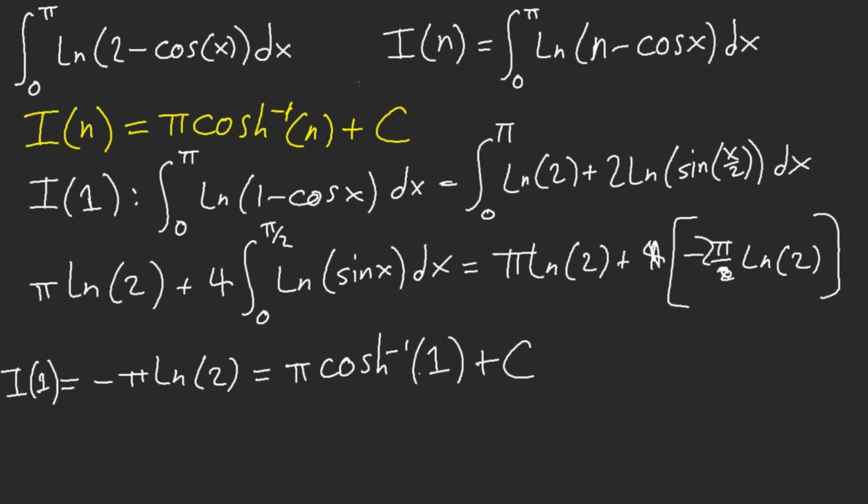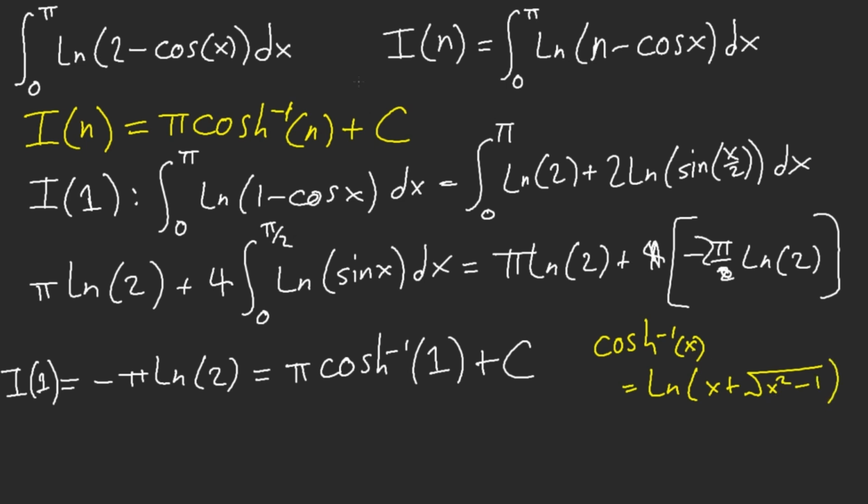What is that? Can you actually simplify that? You can turn this in terms of logarithms. So for those who don't know, inverse cosh is equal to ln of x plus the square root of x squared minus 1. How do I know this?